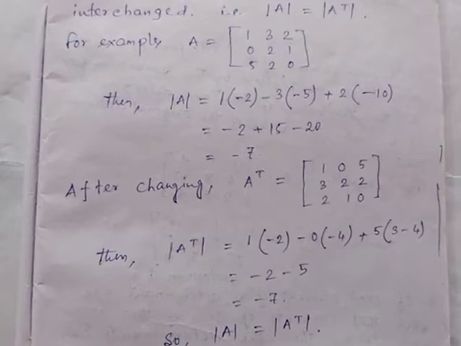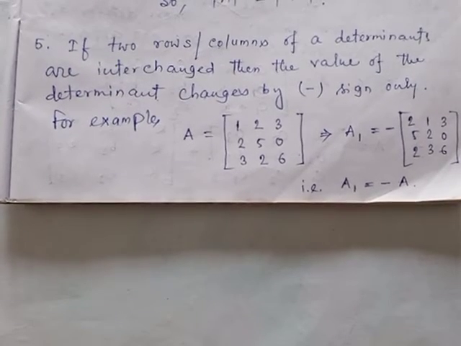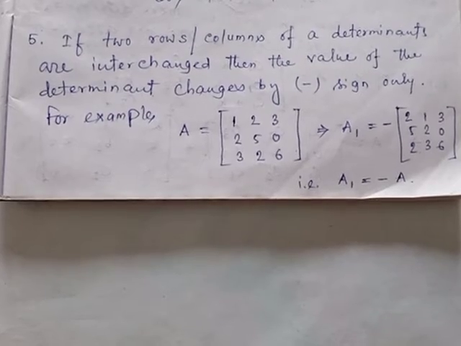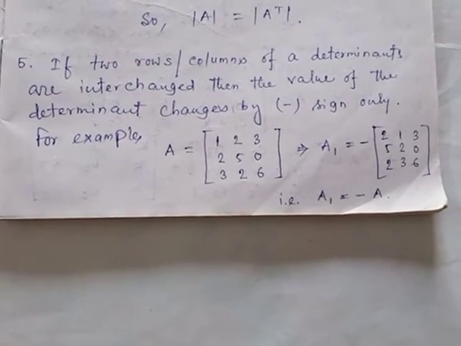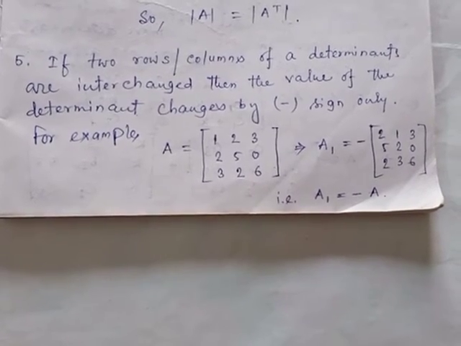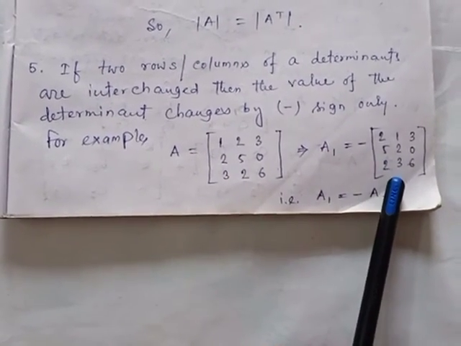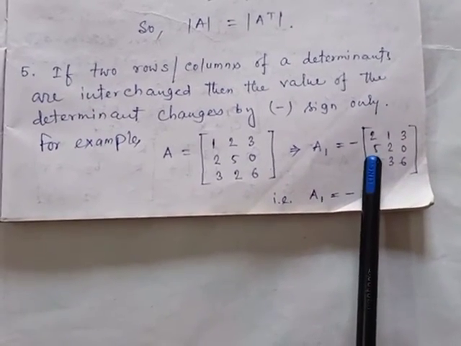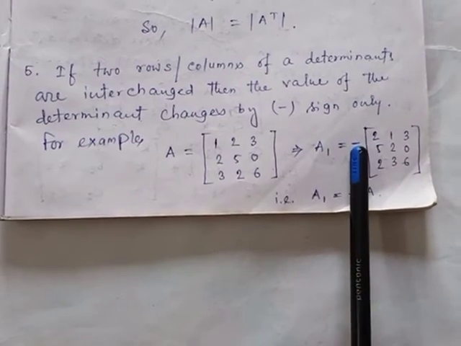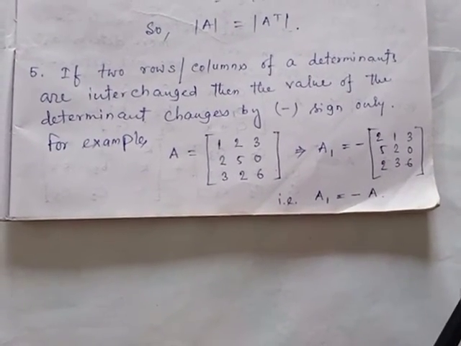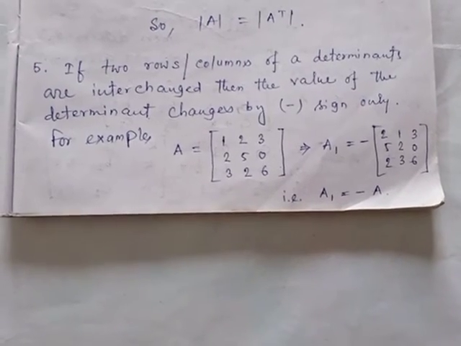Now, next one. If two rows or columns of a determinant are interchanged, then the value of the determinant changes by a minus sign only. That means A equals 1 2 3, 2 5 2, 0 3 2 6. We only changed the first two columns. That means 2 5 2 is in the second here and 1 2 3 is in the first here. In the second part, 1 2 3 is in the second and 2 5 2 is in the first. That means the columns are interchanged. If columns are interchanged, then the minus sign will arise. If interchanged again, then the minus will vanish. Next.